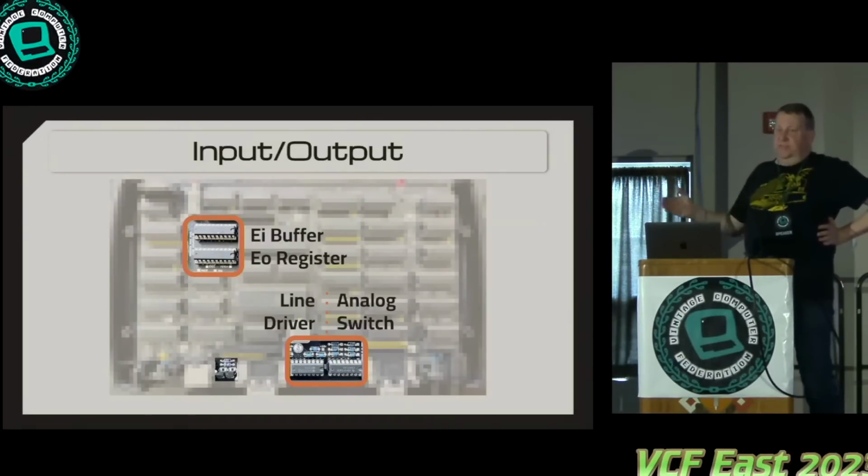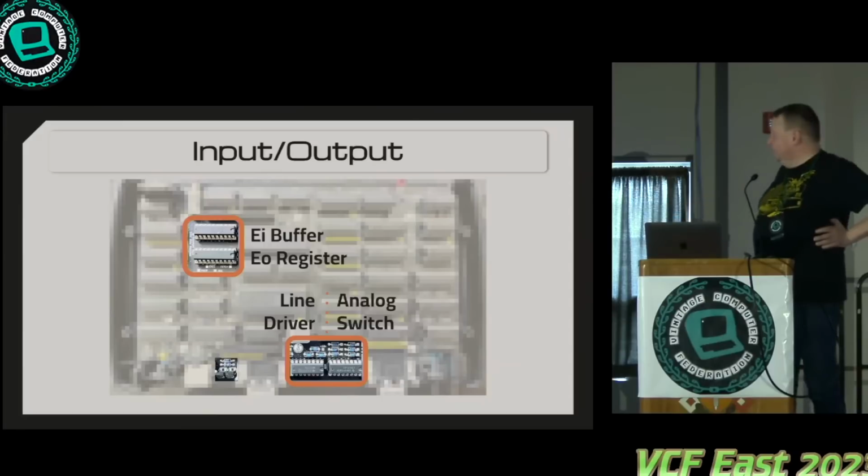We haven't talked about the input-output. We have to bit bang everything. There's a couple of registers: one's used to read, and the other one's used to write. So there's bits coming in and bits going out. We have a line driver and analog switch to select between the two video modes. And there's a couple of transistors for controlling the keyboard.